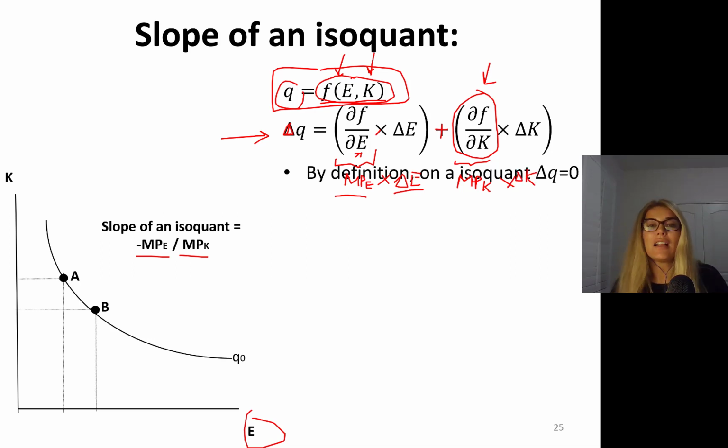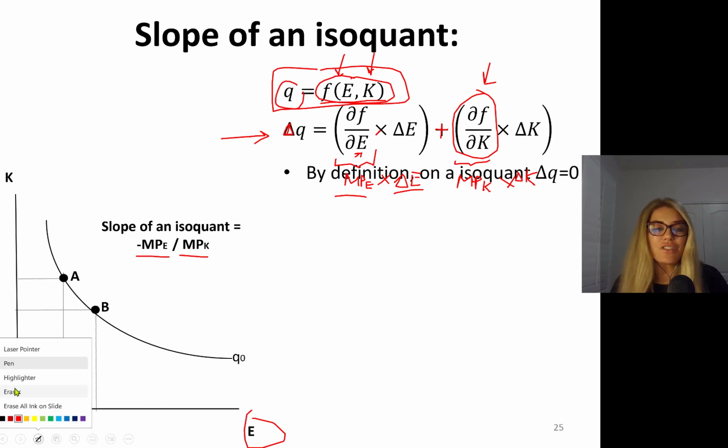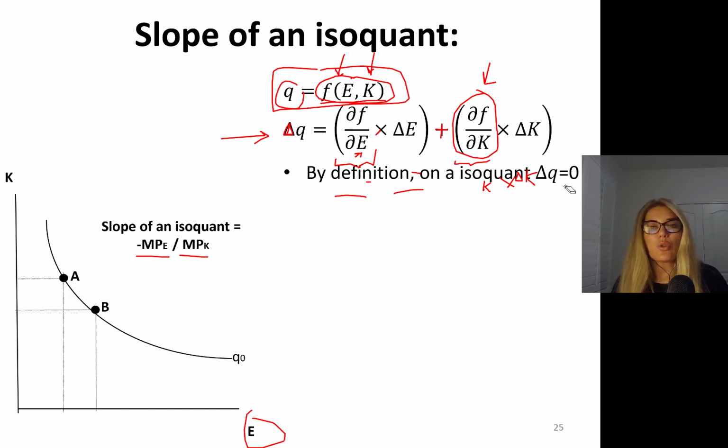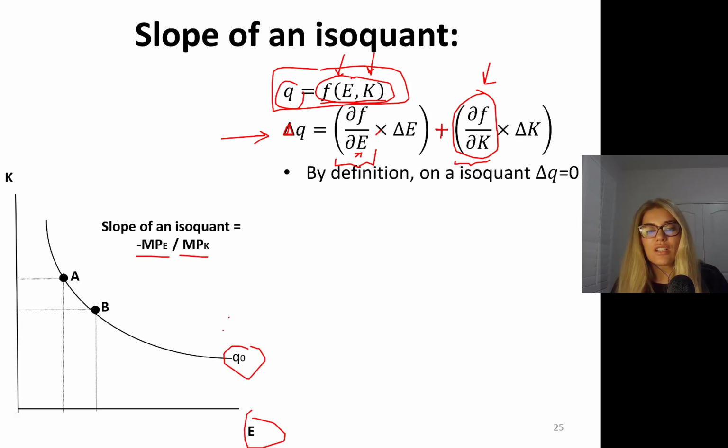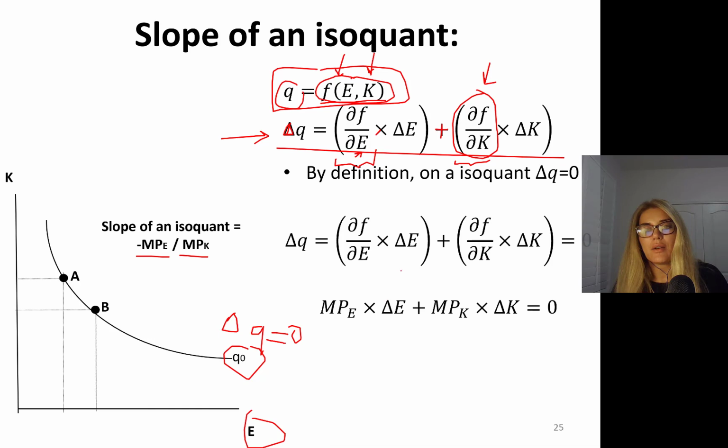Okay. So by definition, this is the really fun part. On an isoquant, what does not change? On an isoquant, the change in quantity is absolutely zero. I'm always producing 500 units, same quantity. So equalize this whole thing to 0. So this is marginal product of labor times change in labor plus marginal product of capital times change in capital.